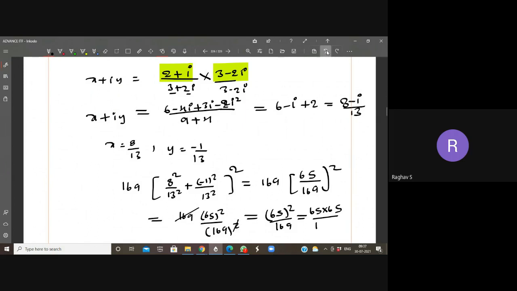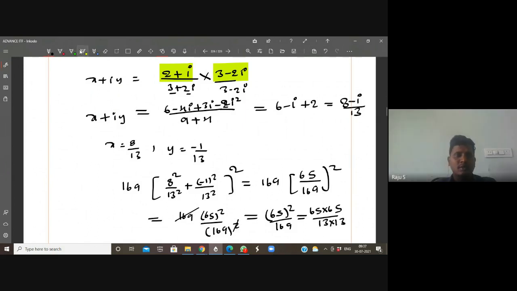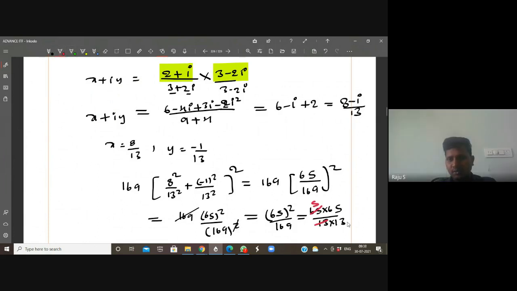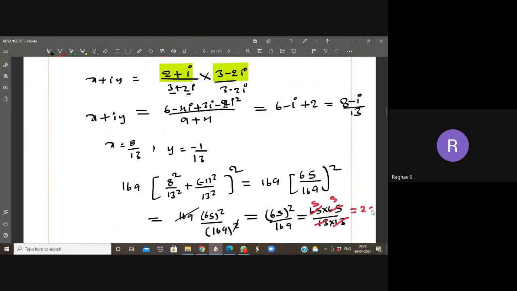169 we can write as 13 into 13, and 65 is 13 times 5. Is it clear? 13 times 5, 13 times 5, cancel, and 5 by 5 gives 25.